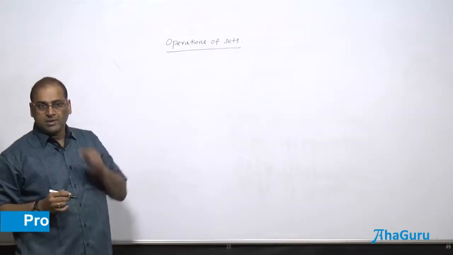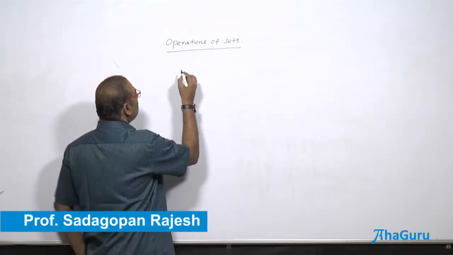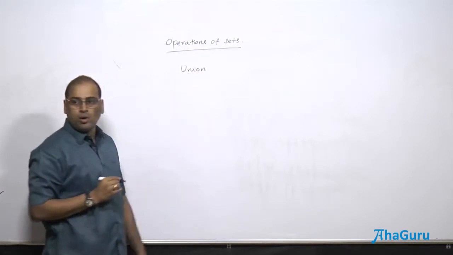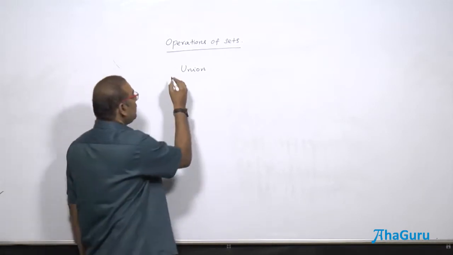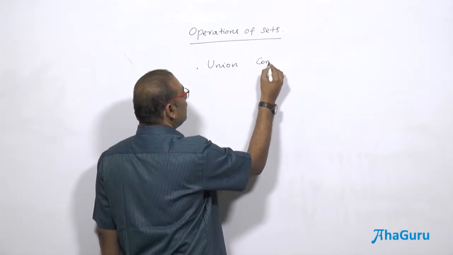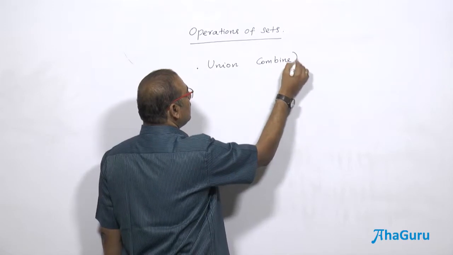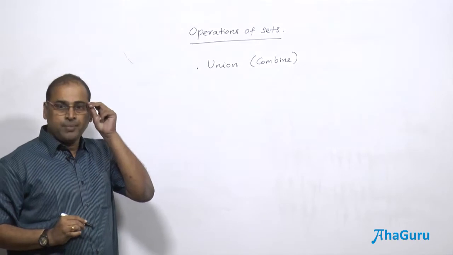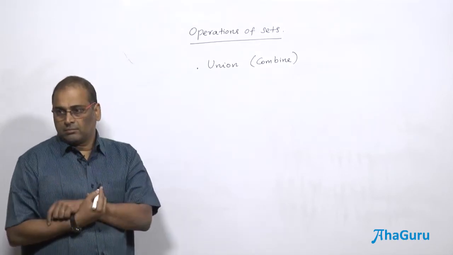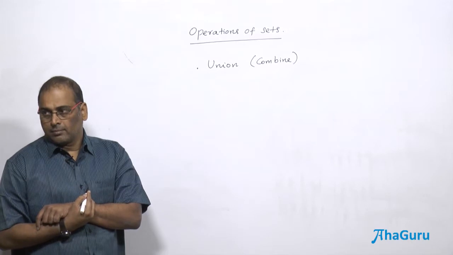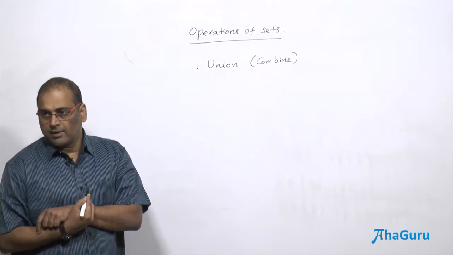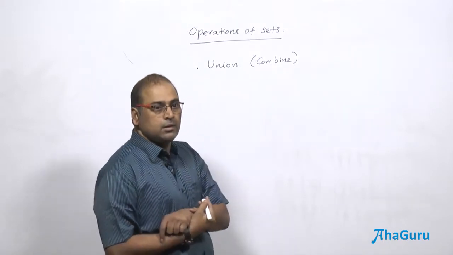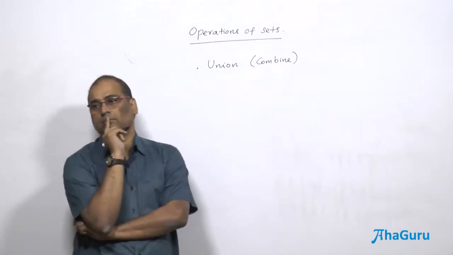So let us see the operations. Union is one operation of sets. Union means you are going to combine. When you say addition in numbers, addition is also like combining. There is a difference between addition and union; union is the right word for combine.